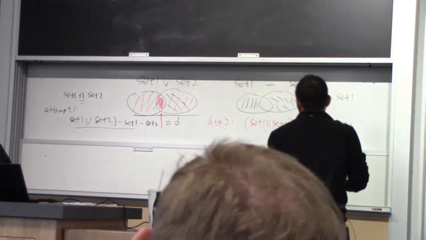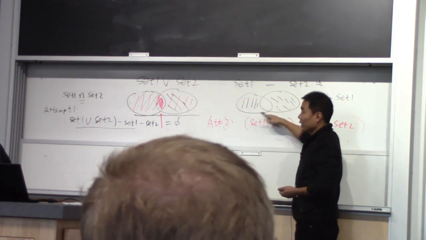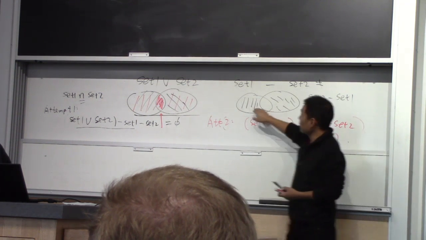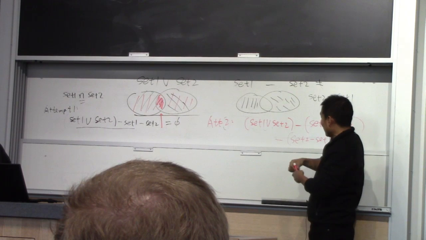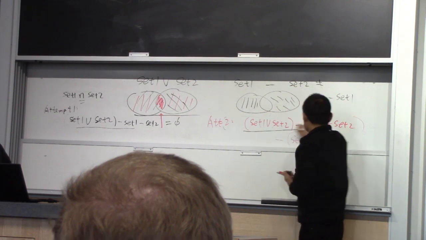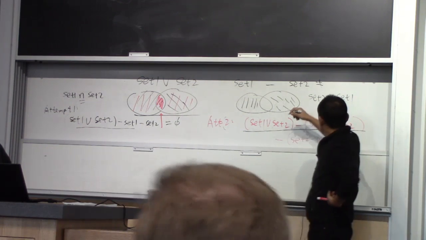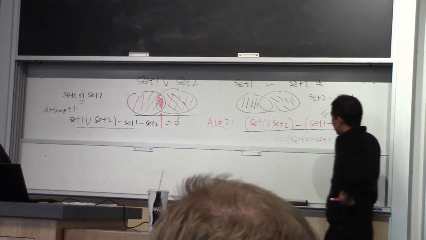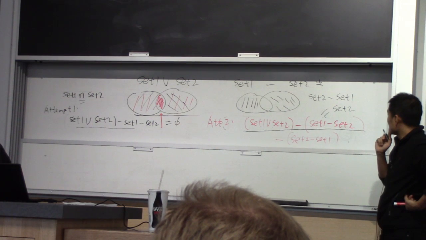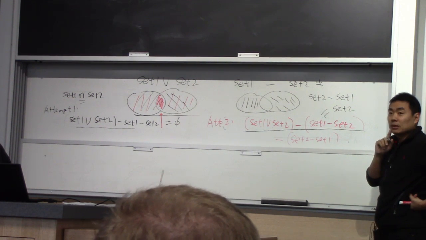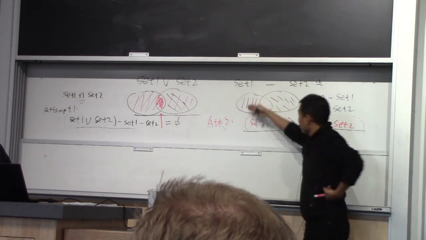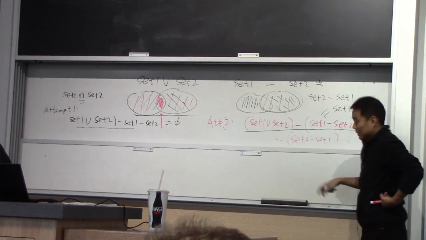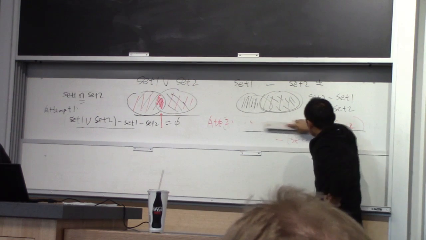Okay, let's try to work out the math. So this gives you the whole thing, right? This entire thing. And set 1 minus set 2 is this part. So when you subtract away that, what this gives you is essentially equal to set 2. Right? Does that make sense? Because you're taking the whole thing minus this part, that gives you essentially this part. So it doesn't have to be this complicated, first of all.